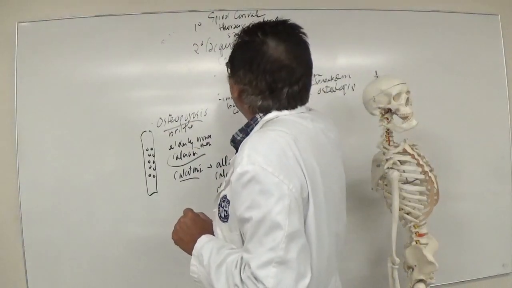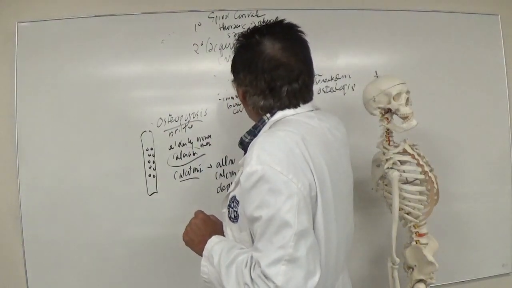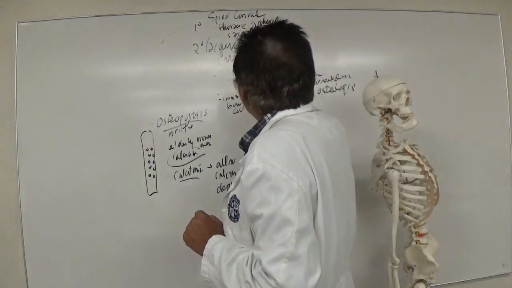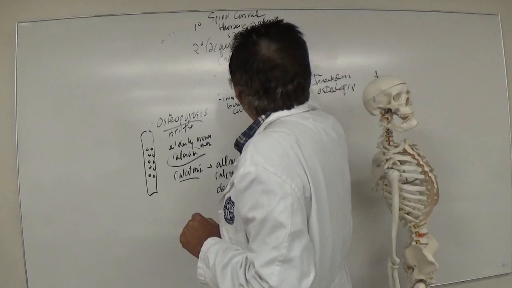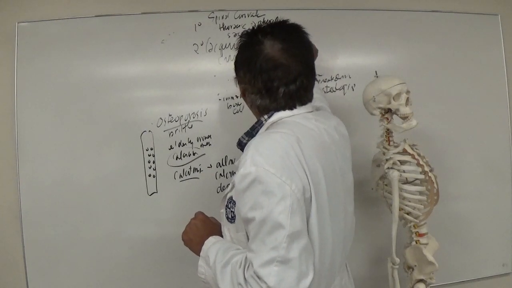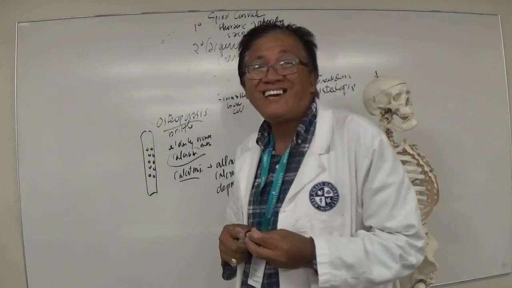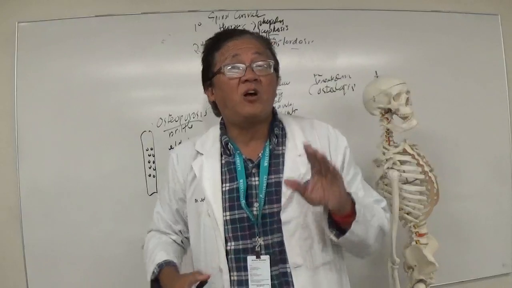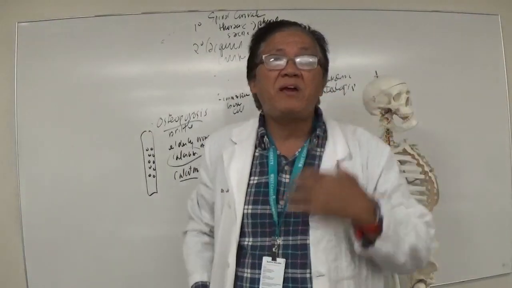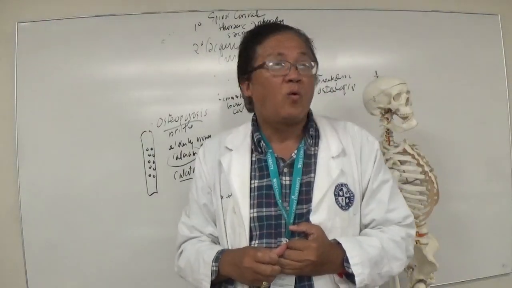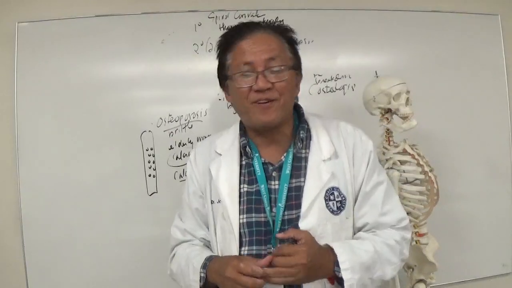What about acquired or secondary curves? Lumbar. And then what? I'm sorry, cervical. And lumbar what? Lumbar lordosis. Now the question is, when do we develop our cervical lordosis? When the baby begins to what? Walk or lift the head, of course.